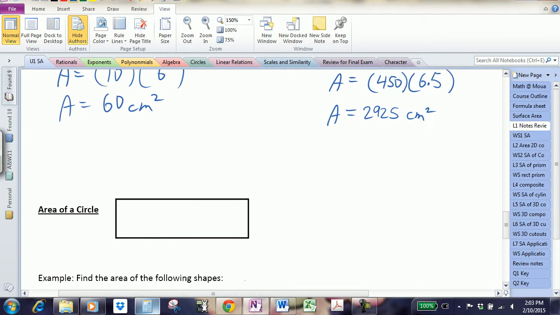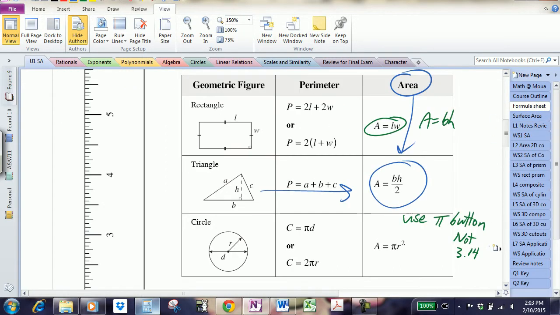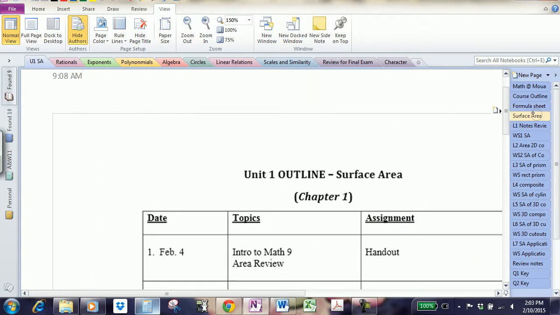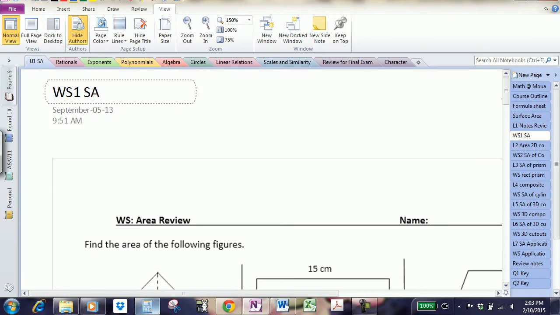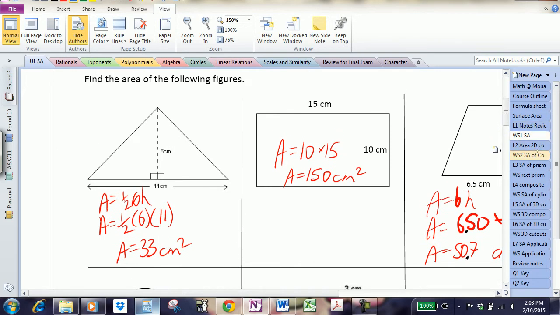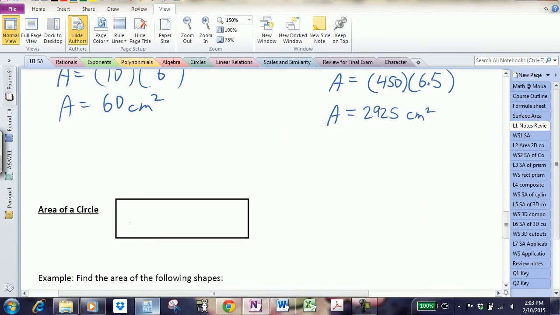Circle. Look at your formula sheet. What's the area of a circle? Pi r squared. What does pi r squared mean though? Is that pi plus r squared? Times. Good, okay. So, let's go back here. Area equals pi times r squared. Remember, r squared equals r times r. Okay, multiply it by itself.